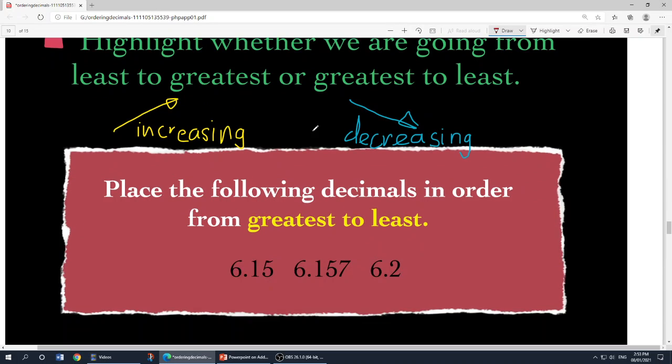So first, let's determine, are we ordering them from smallest to biggest or biggest to smallest? Increasing or decreasing? Place the following decimals in order from greatest to least, smallest. That's decreasing, right? Going down. So we've got three numbers here, 6.15, 6.157, and 6.2. So again, we're going to be looking for which one of these numbers is the biggest, the greatest.